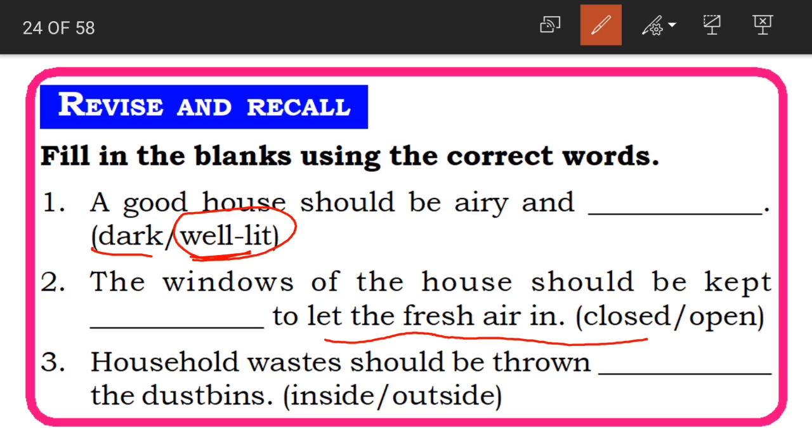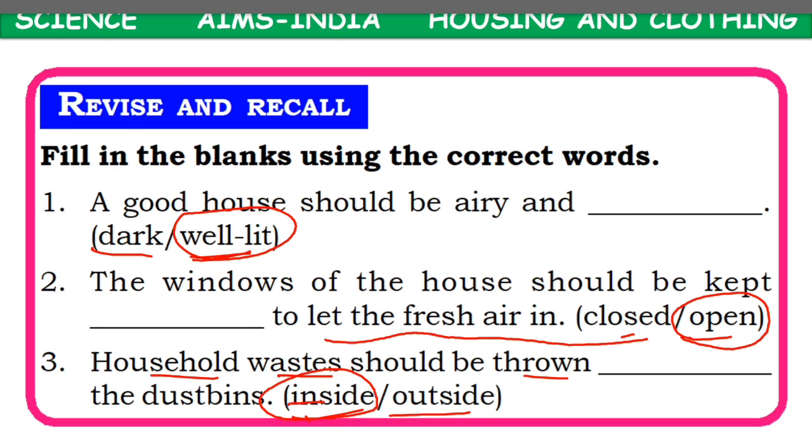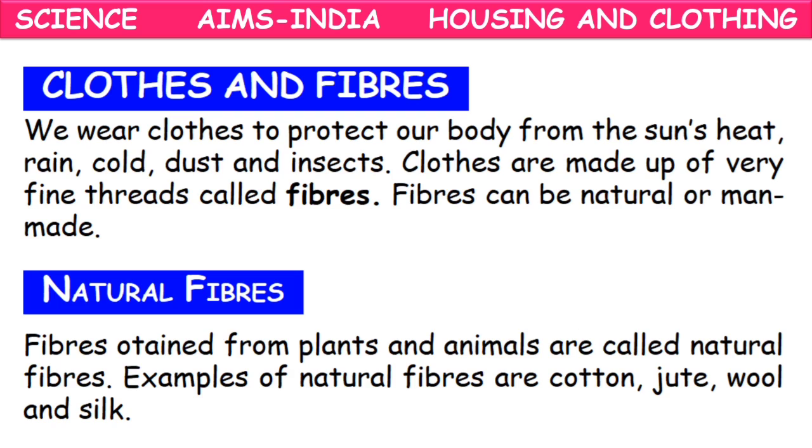How must the windows of the house be kept, either closed or open? If you close the windows, children, will you get the fresh air in? No. So you have to keep them open. Okay, children, clear? Household waste should be thrown where, either inside or outside the dustbin? Yes, it is inside the dustbin. Clear, children? Now, we have learnt about our house and cleanliness.